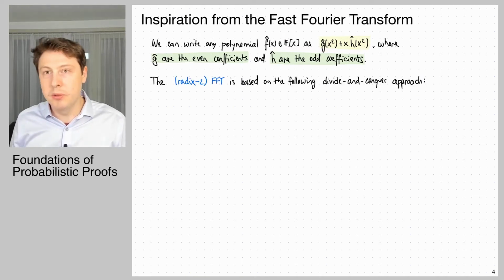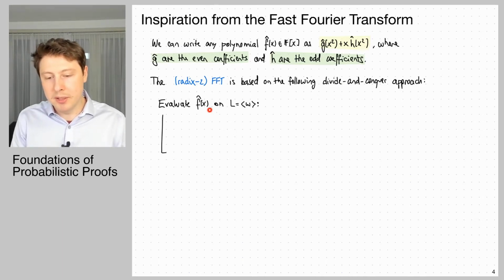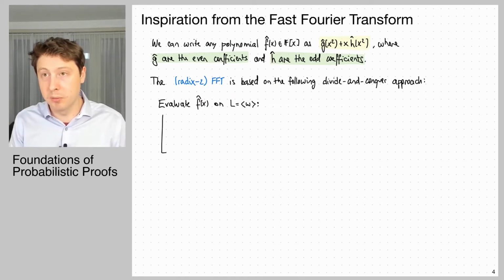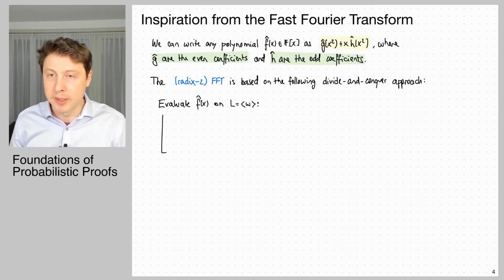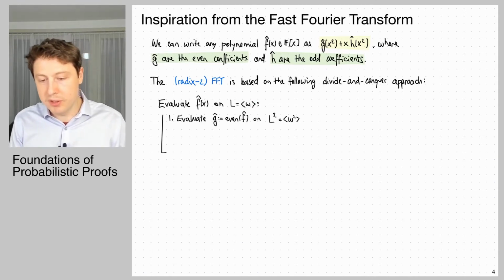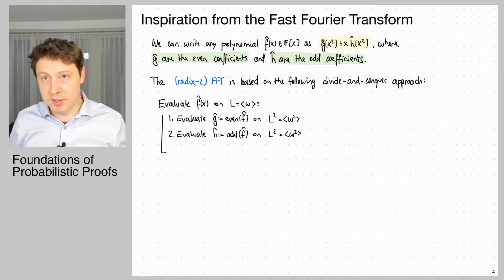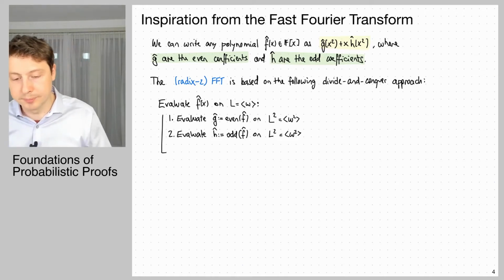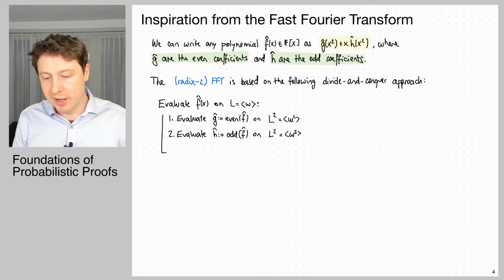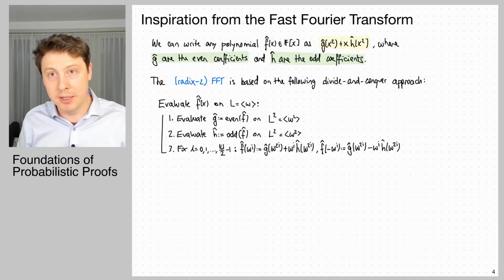And then you use this divide and conquer approach that says, look, if you want to evaluate a polynomial on a smooth domain, which is a subgroup whose size is a power of 2, then you should first evaluate the even coefficients on all the squares, and evaluate the odd coefficients also on all the squares. This is a subroutine call, the recursive call. This is the divide part, and then the conquer part is you combine them in linear time.